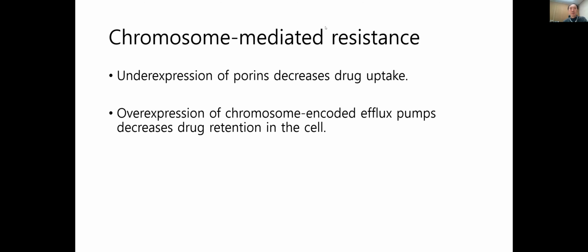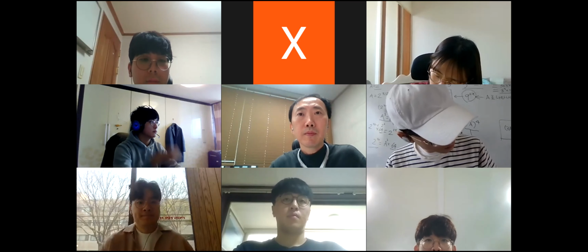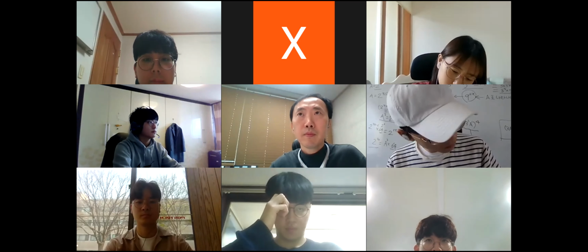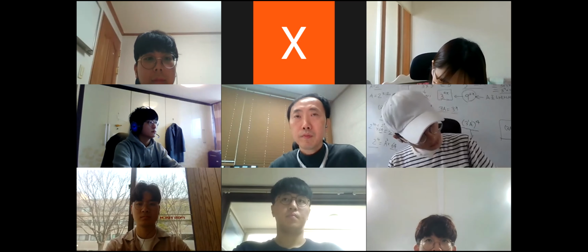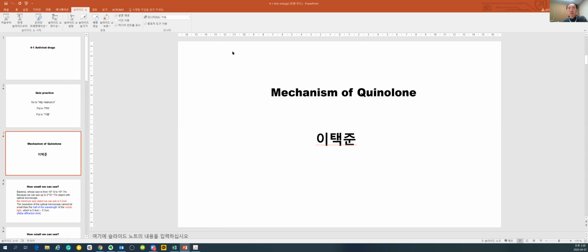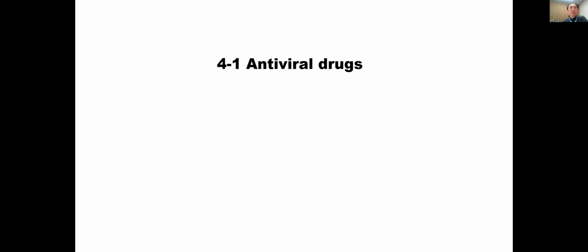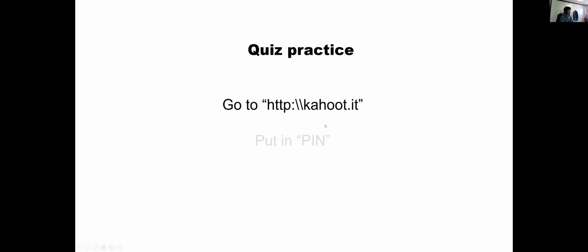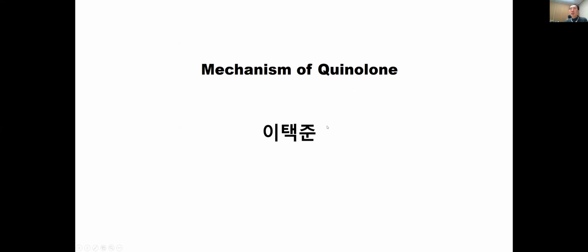Okay, thank you, Tekjun. Let's move on. Okay, do you see the screen? Yes, we can. Okay, good. Now we are done with this quiz. We heard Tekjun's presentation on the mechanism of quinolone. At least we learned two different kinds of mechanisms for antibacterials. One was cell wall blocking. The other was DNA synthesis blocking. We still didn't cover protein synthesis and metabolism attacking. We'll have a chance to talk about them later.